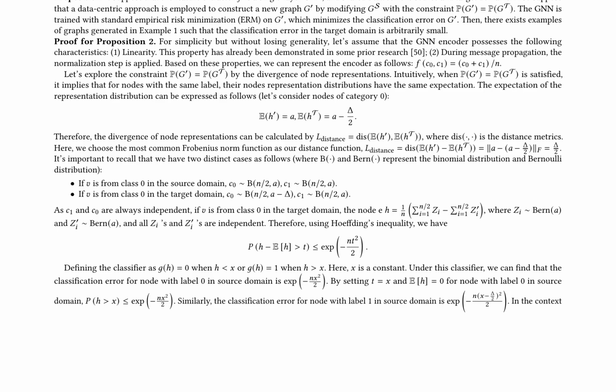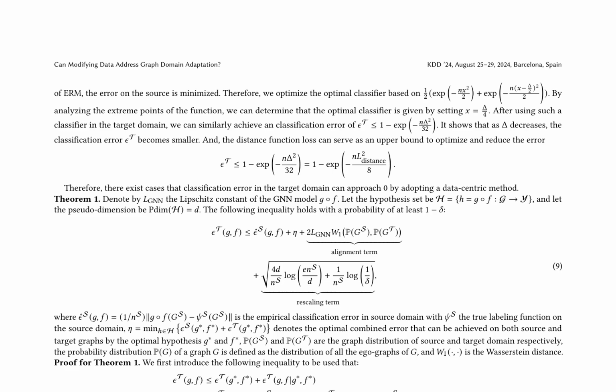This research paper explores the concept of graph domain adaptation, focusing on the transferability of graph neural networks, GNNs, between different graph distributions. The authors propose a data-centric approach to address the problem, demonstrating that modifying the data can lead to improved adaptation performance. The paper begins by analyzing the optimal classifier in the source domain, deriving an upper bound for the classification error in the target domain.